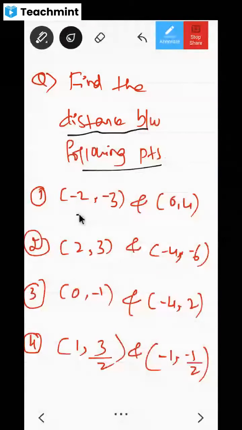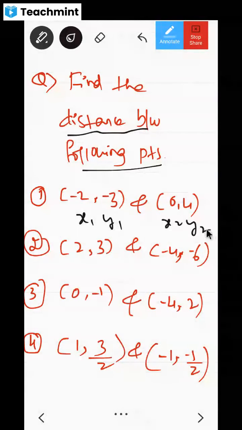In coordinate geometry, we have talked about the distance formula, right? You have to consider this one as x1, y1, and this one as x2, y2, or vice versa, you can also do. Then you use the distance formula. What is the distance formula? I already discussed it with you. It is the square root of (x2 minus x1) whole squared plus (y2 minus y1) whole squared. Look at this, here is the formula.